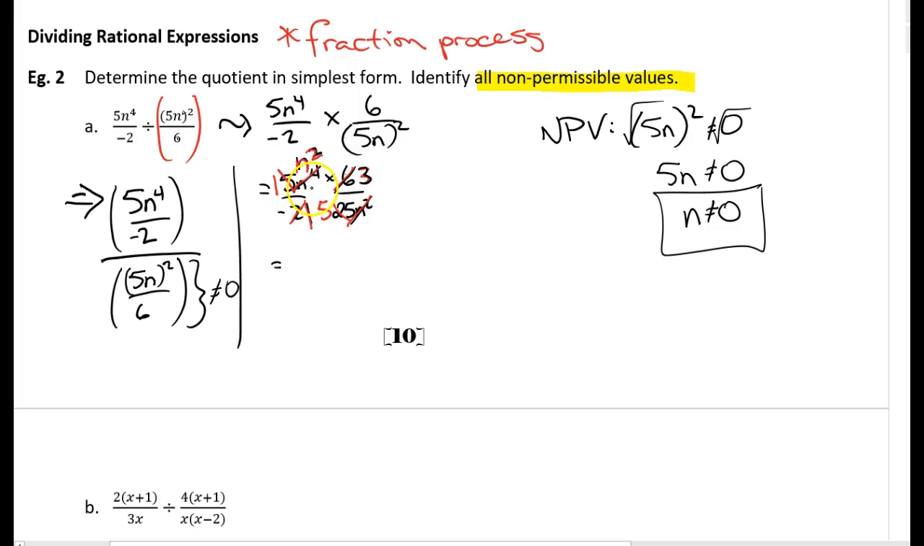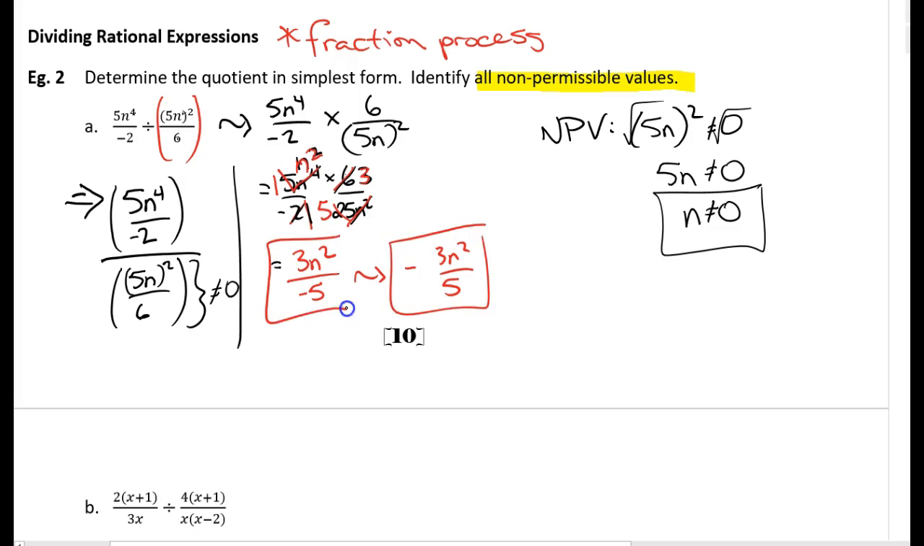So if we've got all of that, we've got 1n squared times 3 is 3n squared. We've got -1 times 5. So that's -5. You could rewrite this as -3n squared over 5. That is also totally acceptable. Both of those are good answers. Whether you like to have the negative out in front or in the denominator, that's up to you.